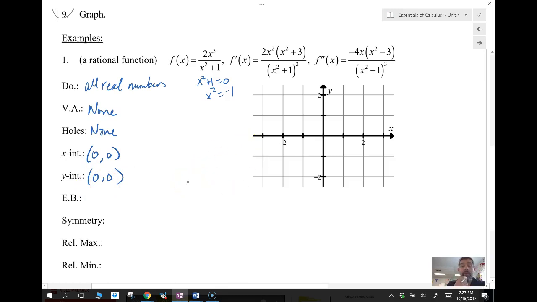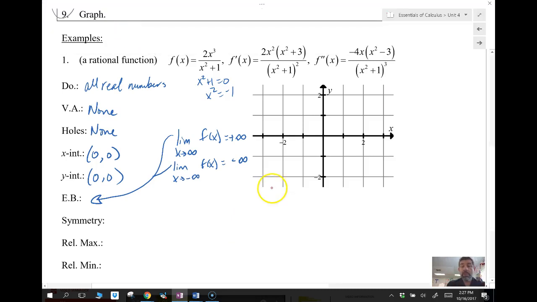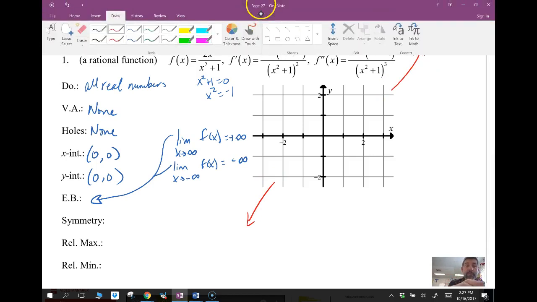What's the end behavior? Well, the end behavior, remember, is our limits. So the limit as x approaches infinity is going to go to positive infinity, and the limit as x goes to negative infinity is going to go to negative infinity. All right, so that's my end behavior right there. It's going to go down like this, up like that. At least that's what I know is going to happen for the end behavior.